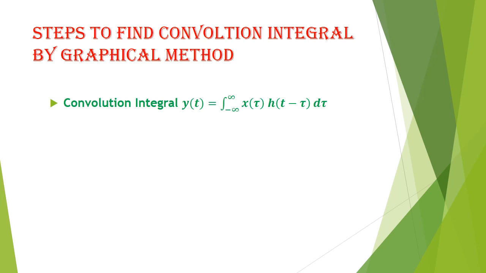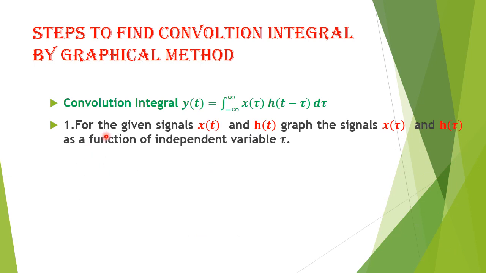Next we are going to see what are the steps used for solving the convolution integral problem by graphical method. First step, for the given signals x of t and h of t, graph the signals x of tau and h of tau as a function of independent variable tau. That means instead of t we have to substitute tau and find out what is x of tau. Similarly, for h of t, instead of t we have to substitute tau and find what is h of tau. Then we have to draw the graph for it.